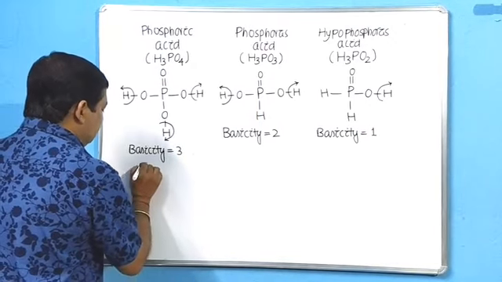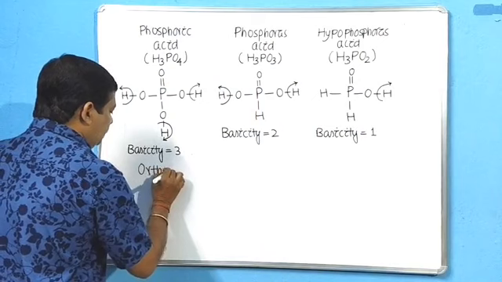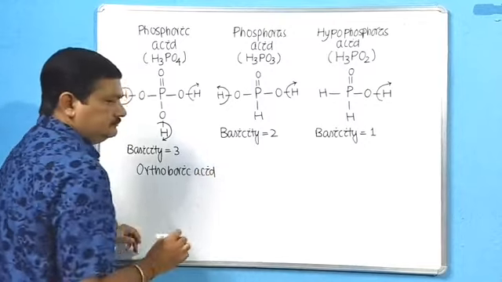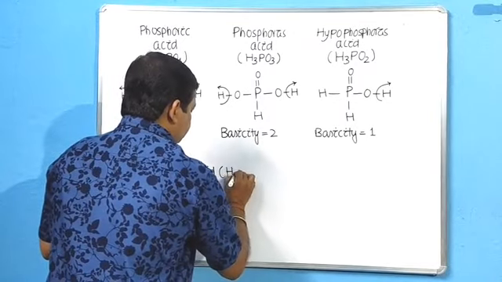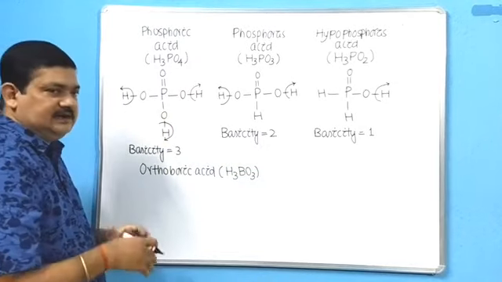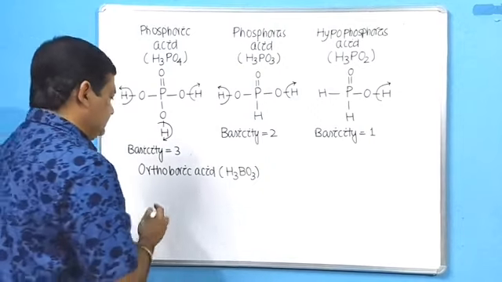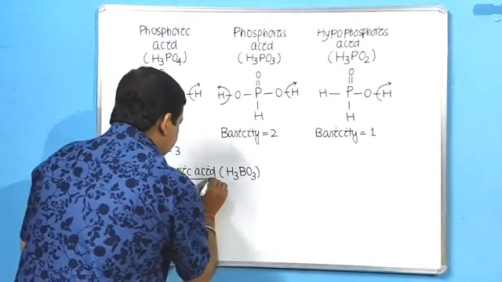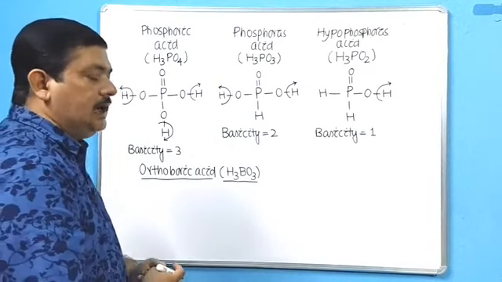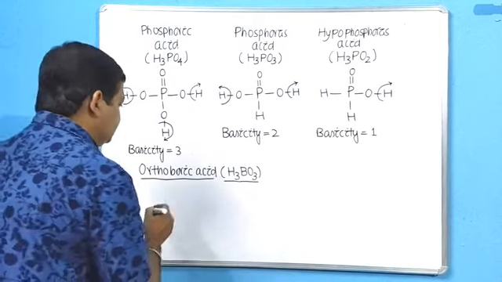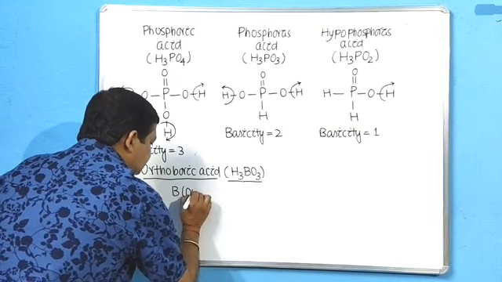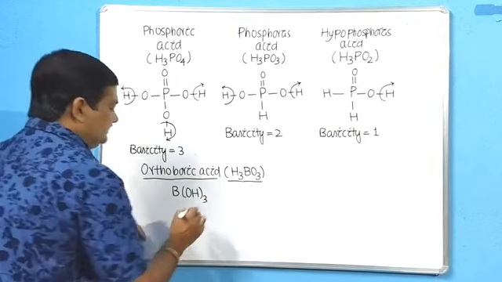Then we'll take another case, that is orthoboric acid, H3BO3. This is called orthoboric acid. In some books, it is also written as boric acid. So we can find out the equivalent mass of orthoboric acid from the reaction itself. Next, I will give you some examples of how to find out the basicity from the reactions. So orthoboric acid can be written like this: B(OH)3. This is orthoboric acid.